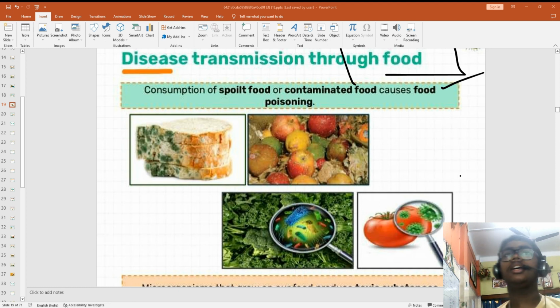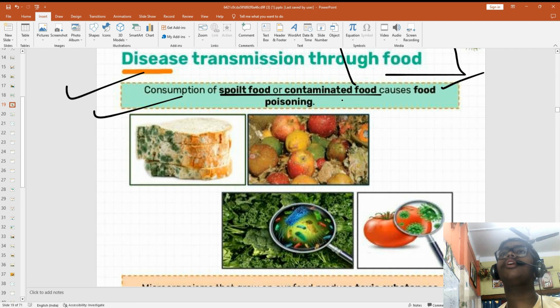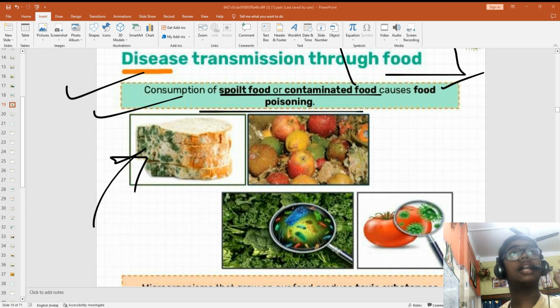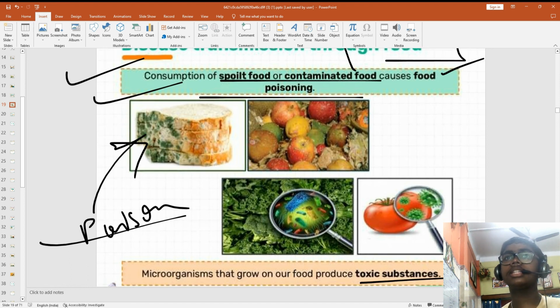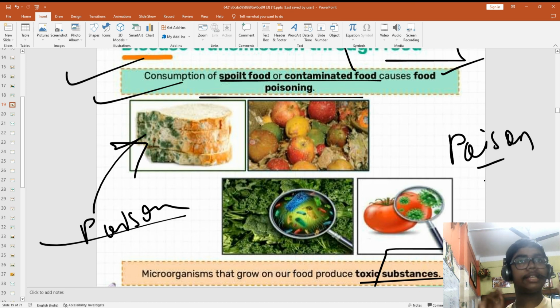Correct. So see, consumption of spoiled food or contaminated food causes food poisoning. The food microorganisms attack and destroy the food, it has no capability, it has become poison for us. So they produce toxic substances that act like a poison for us. That's why when we eat it, that toxic substance will damage our digestive system and we will have loose motion and latrine problems.